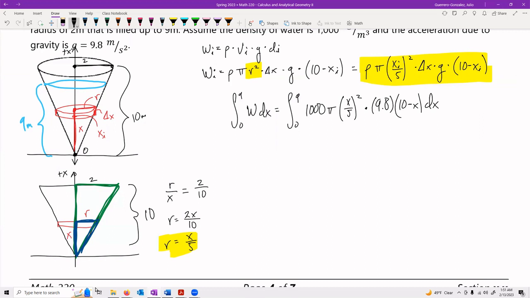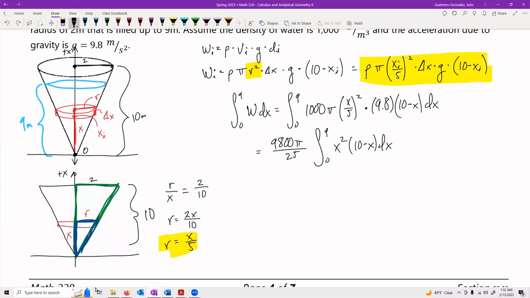If you do some of the algebra that's in there, it's going to end up being 9,800 pi over 25 times the integral from 0 to 9 of x squared times 10 minus x dx. If you're unsure of how I got that, it comes straight from over here. I just simplified a couple things. I implore you, get good at your algebra. Go ahead and run through the steps.